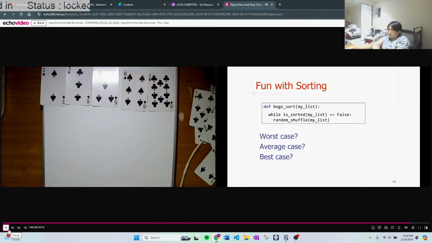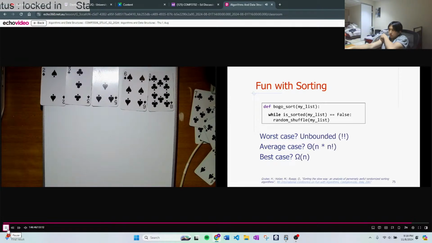Here's another classic favorite. Who's implemented this one before? Yeah, me too. It's called BOGO sort. There's also quantum BOGO sort. The idea is that while your list isn't sorted, you randomly shuffle the list and check if the list is sorted again.